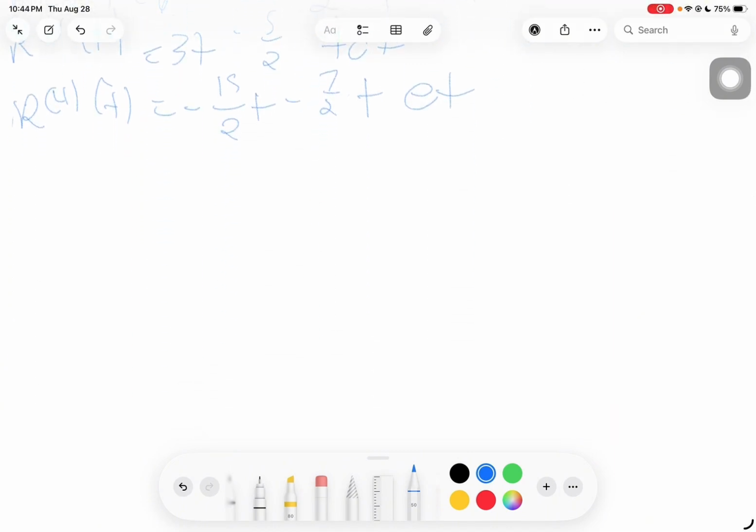So on this formula we use f of y is equal to sin 3y plus e to the 2y minus plus ln 7y.